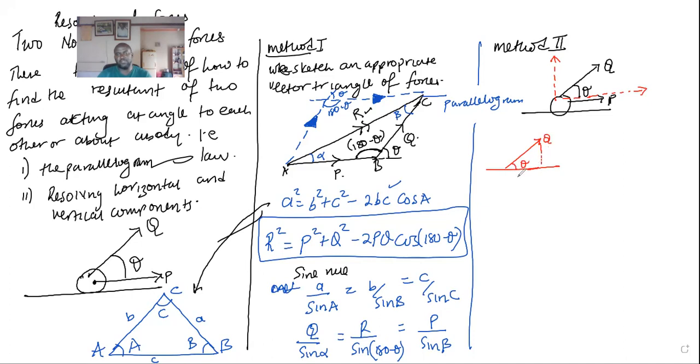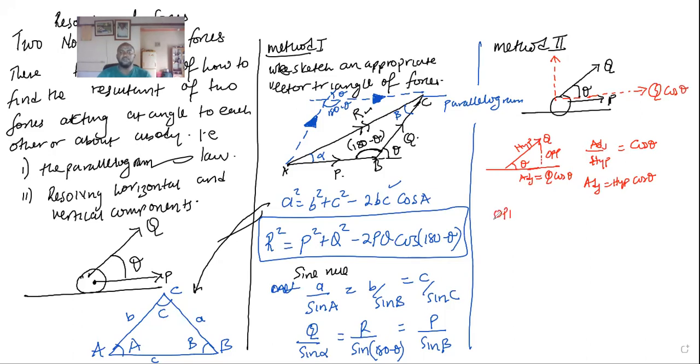Now I'll need to get the horizontal, which is the adjacent. The vertical is going to be the opposite, where Q is the hypotenuse. Now, adjacent over hypotenuse is equal to the cosine of the angle. So adjacent will be equal to hypotenuse times cos of the angle. Therefore, in the horizontal, you have Q cos theta.